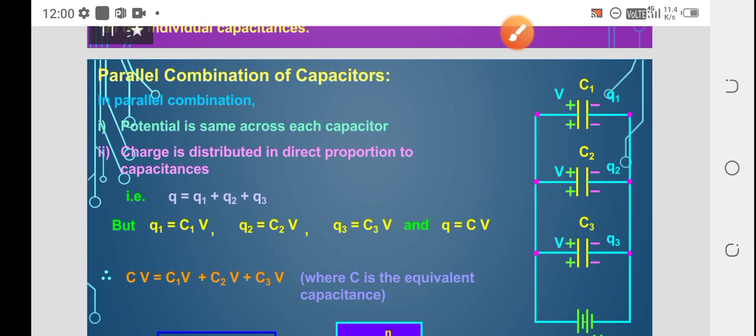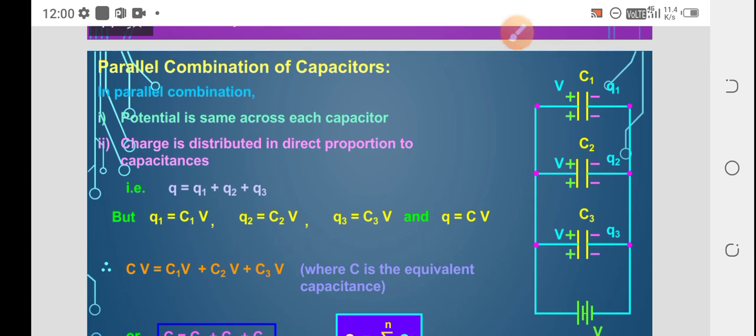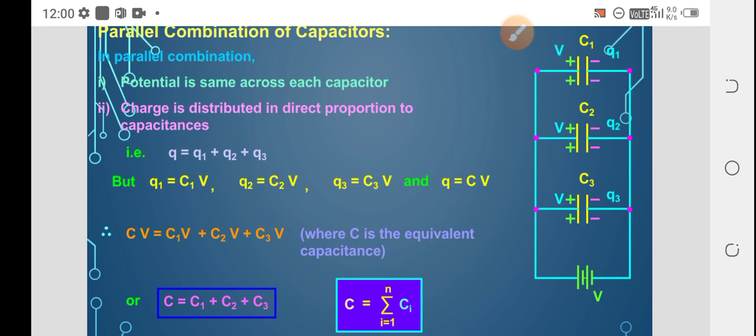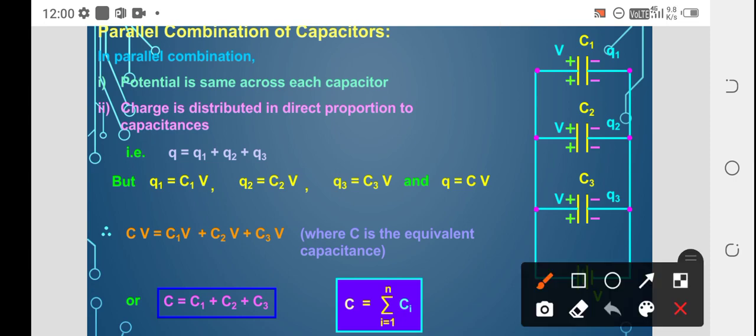Now coming to the capacitors combined in the parallel manner. Now you can see the figure. All the positive terminals are connected to one point, all the negative terminals are connected to one point, and this is called the parallel method. In series, positive is connected to negative, but here in parallel positives are on one side, negatives are on one side.